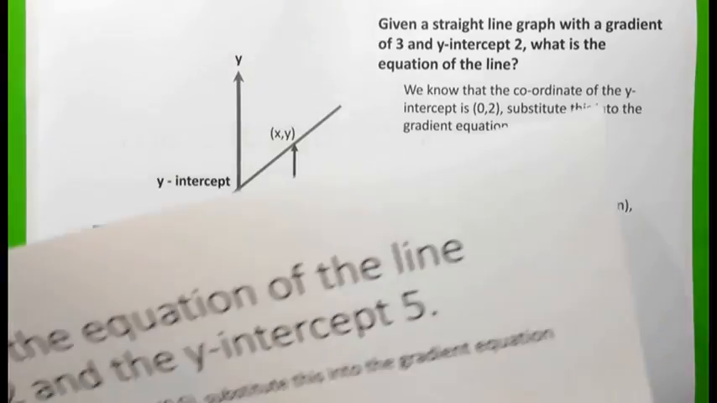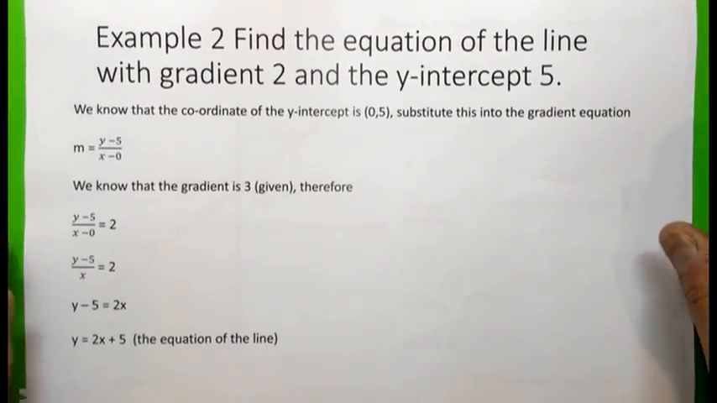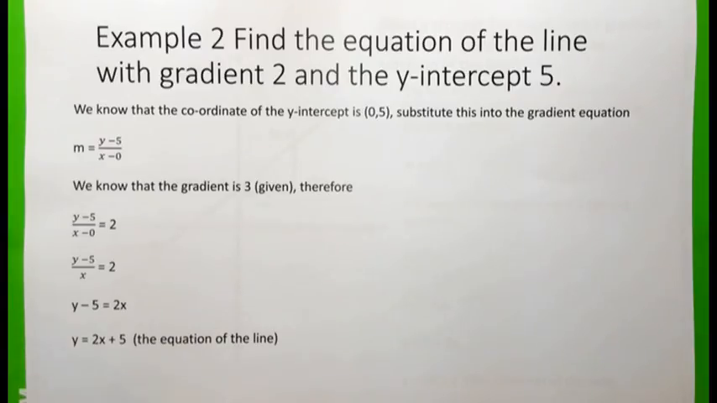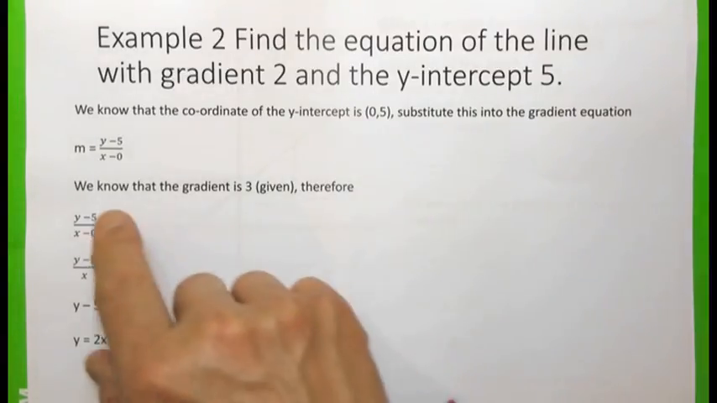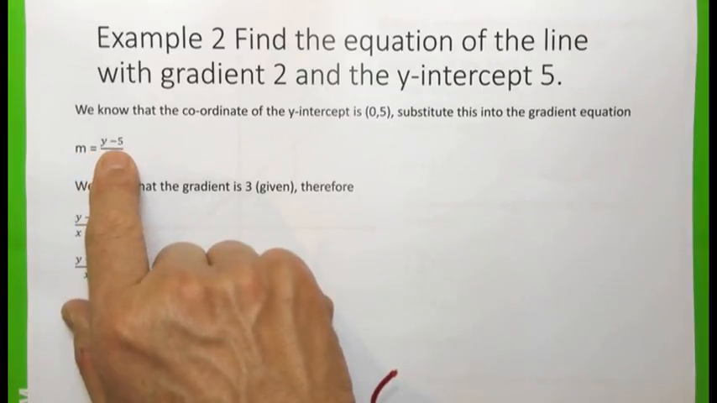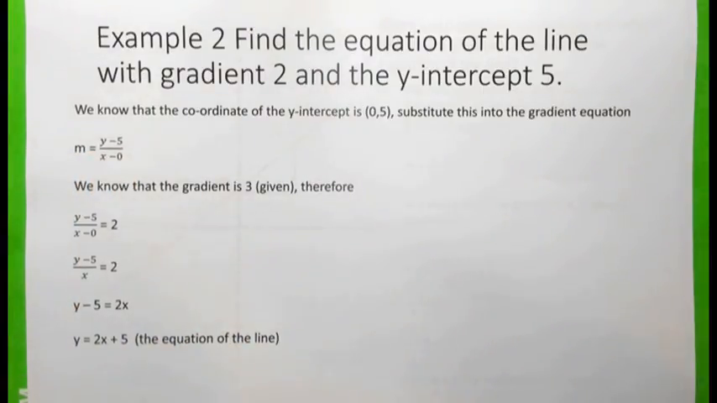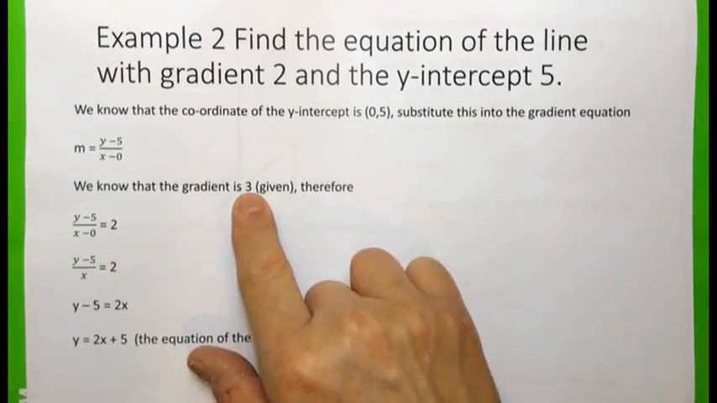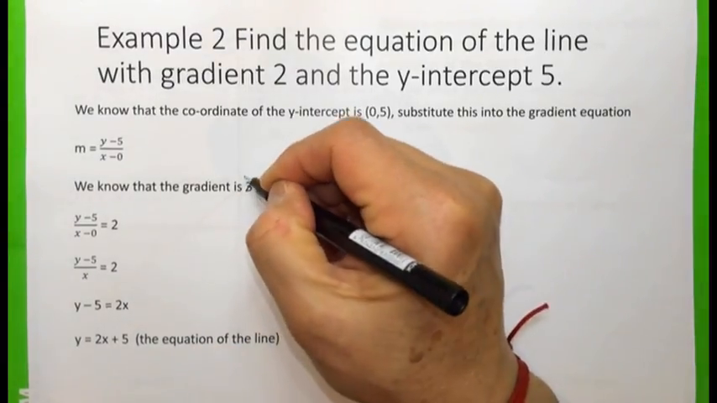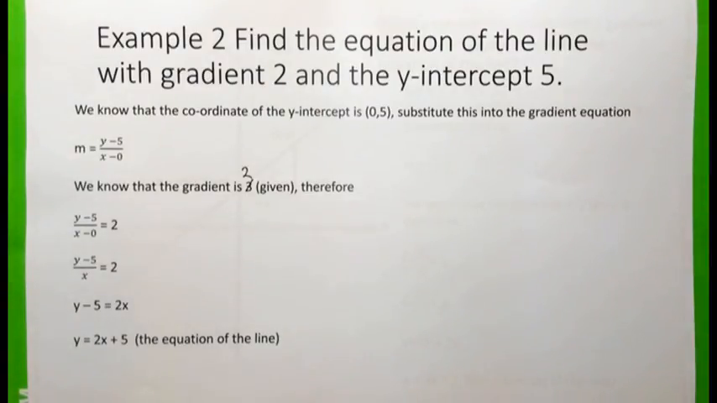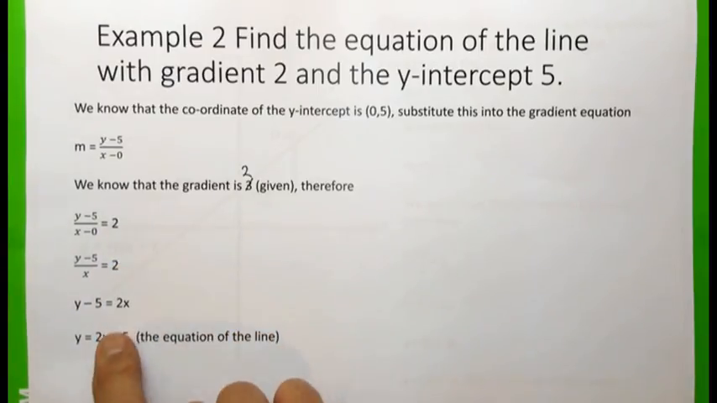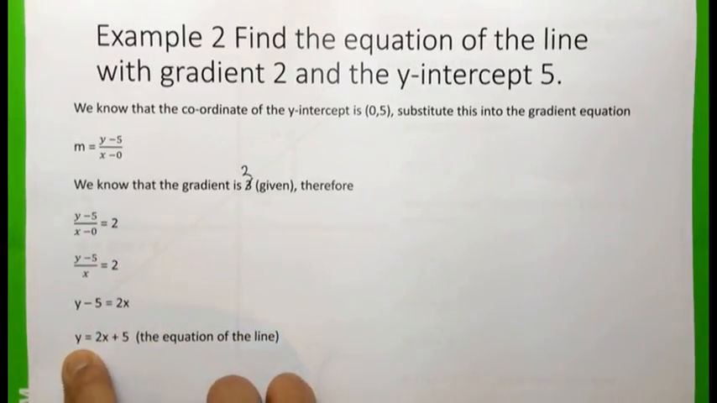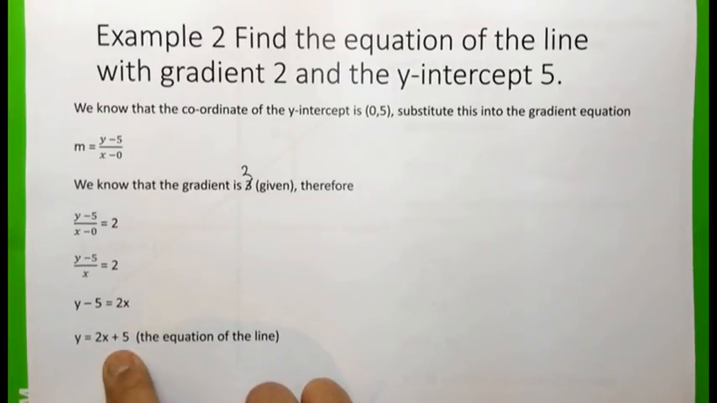Let's do another example. Find the equation of the line with gradient 2 and the y-intercept 5. Again, we know the coordinate of the y-intercept is (0, 5), and we can substitute this into the gradient equation, which is m equals (y minus 5) over (x minus 0). This time, we know that the gradient is actually 2, not 3. Therefore, (y minus 5) over (x minus 0) equals 2. Again, by manipulating, we find that the equation of the line is y equals 2x plus 5.